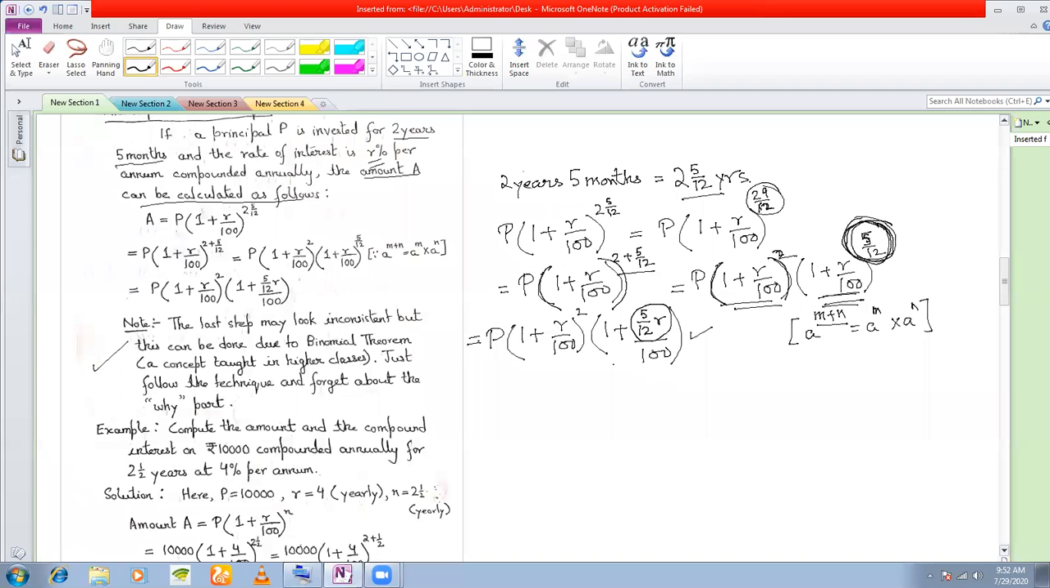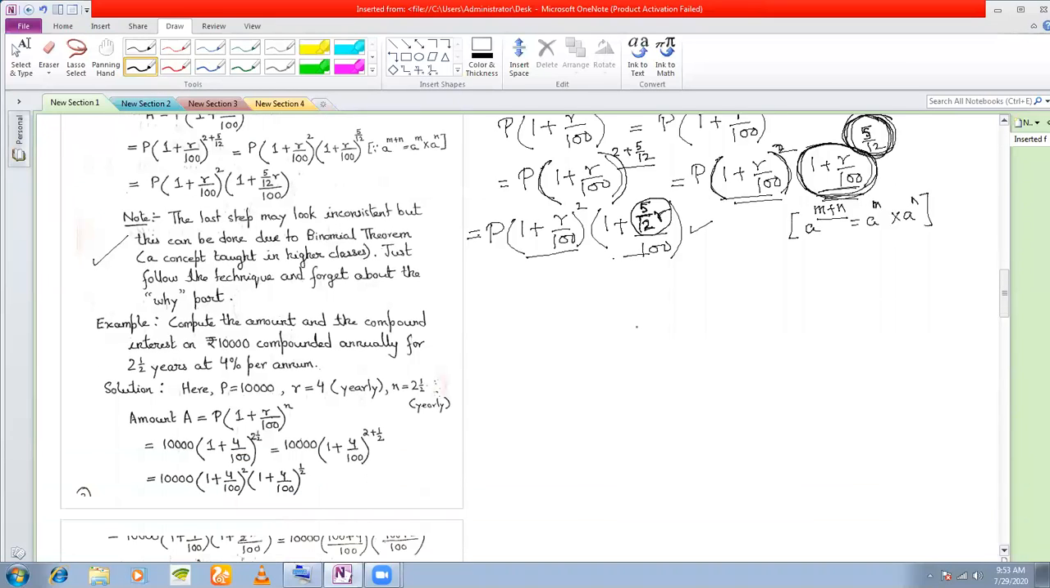And I have not multiplied 5 by 12 by both the fractions. I have simply multiplied it by the base, by its own base. I have multiplied 5 by 12 by its own base, by r in its own base. See, 5 by 12 was the power of this. I have multiplied 5 by 12 by its own base. The r that was there by its own base.